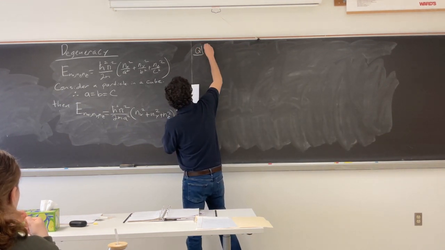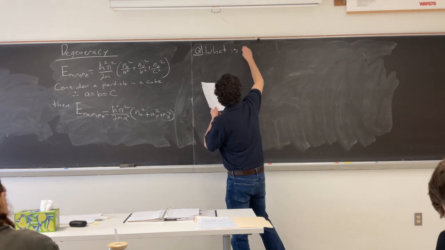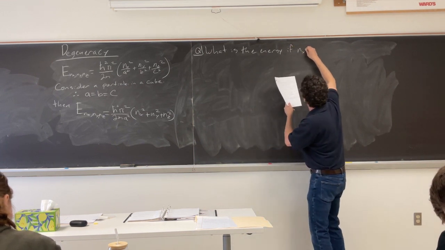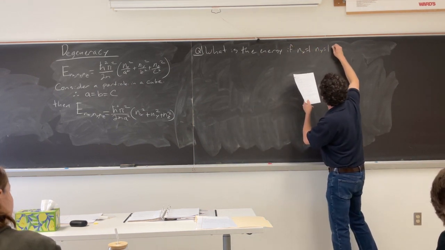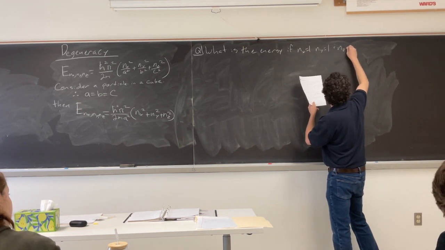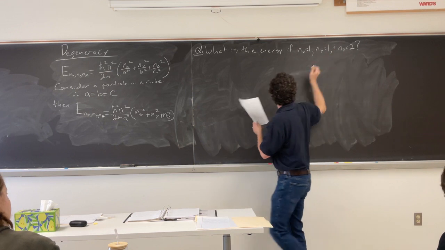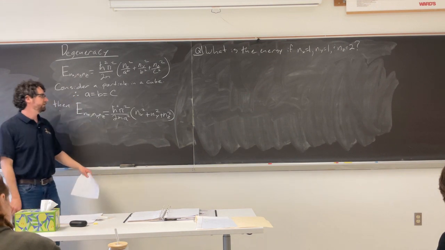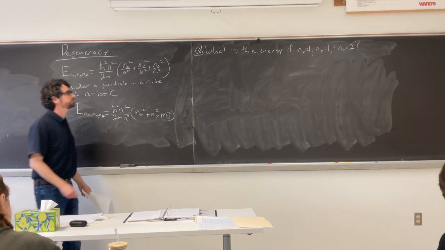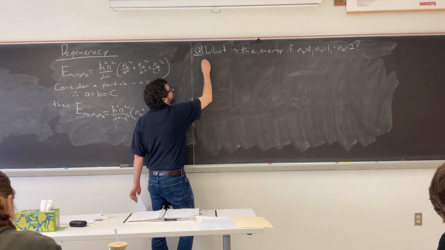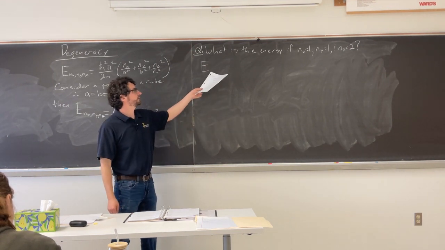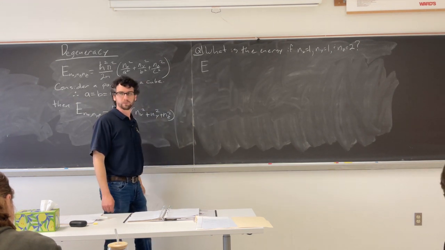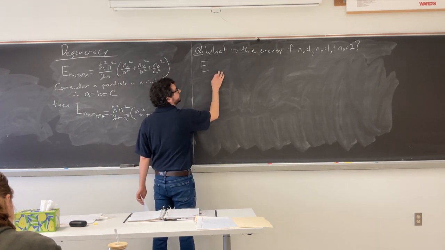So first question, what is the energy if n sub x is equal to 1, n sub y is equal to 1, and n sub z is equal to 2? All we really have to do is plug into this thing, right? A lot of times for these systems, what you'll see is a series of numbers describing those quantum numbers that we're considering. So what numbers would we put here?